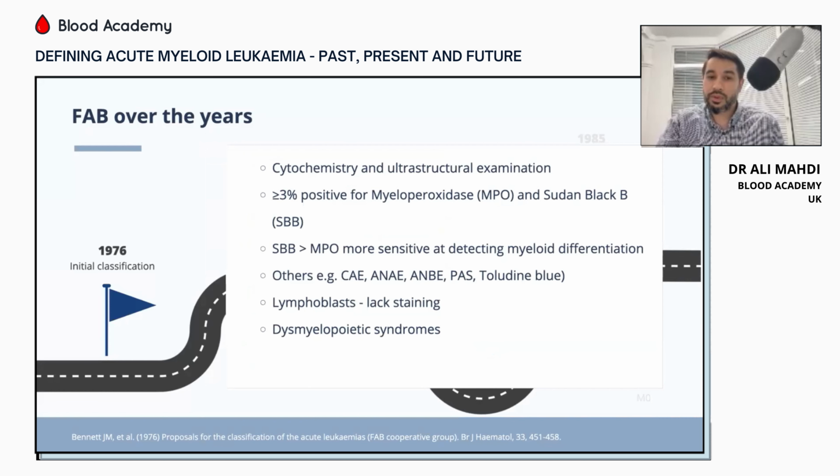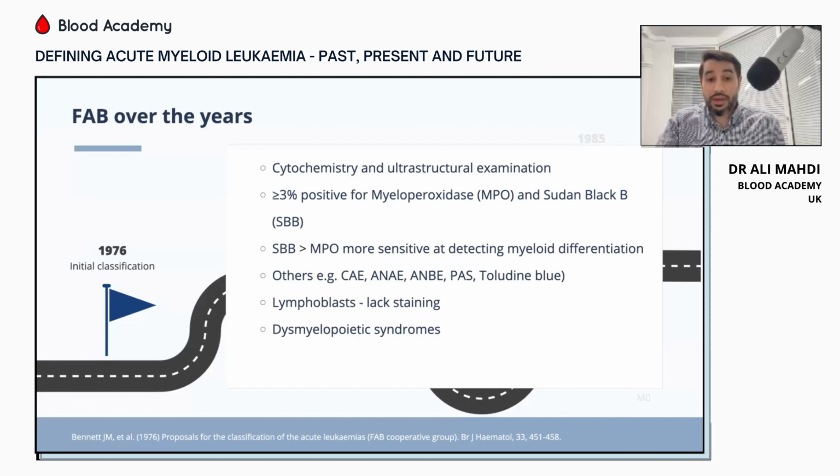And their cutoff with regards to cytochemistry was 3% or more of the blast cells had to be positive, generally for MPO or myeloperoxidase or Sudan black. It was thought that Sudan black was more sensitive than MPO at detecting myeloid differentiation. But other cytochemical stains, various different esterases, toluidine blue, were later introduced as markers of myeloid versus lymphoid differentiation.